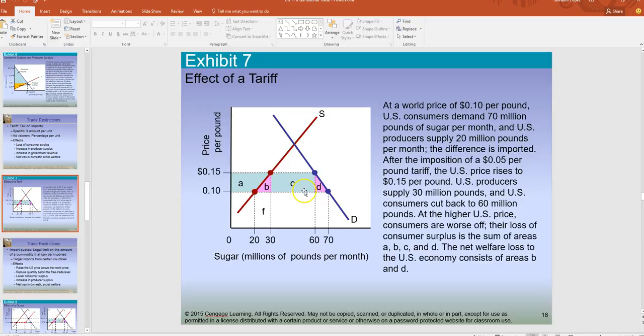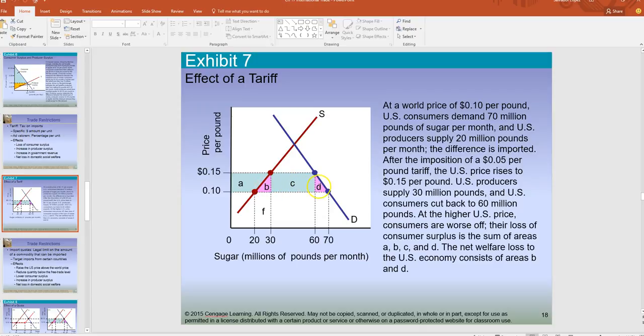The area of this rectangle is this side times that side. Well, this side is 30, 60 minus 30, and this side is 0.05, which is the tax imposed. You take 0.05 times 30, that gives us 1.5, which is the amount of revenues received by the government, in this case 1.5 million. So this would be again consumer surplus that is taken away by the government in the form of tax revenues.